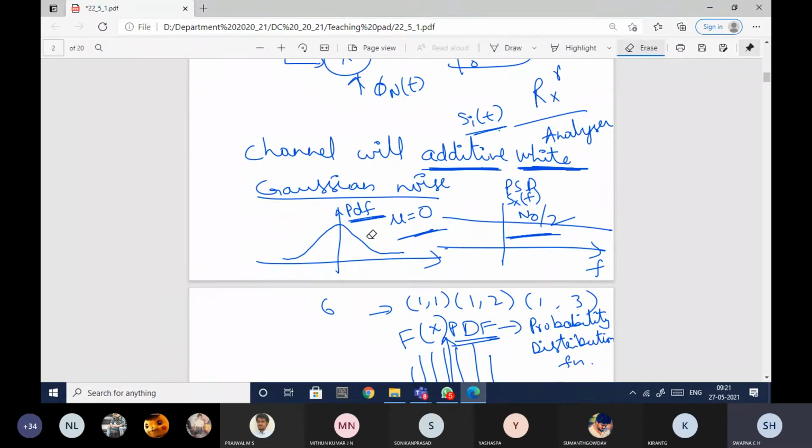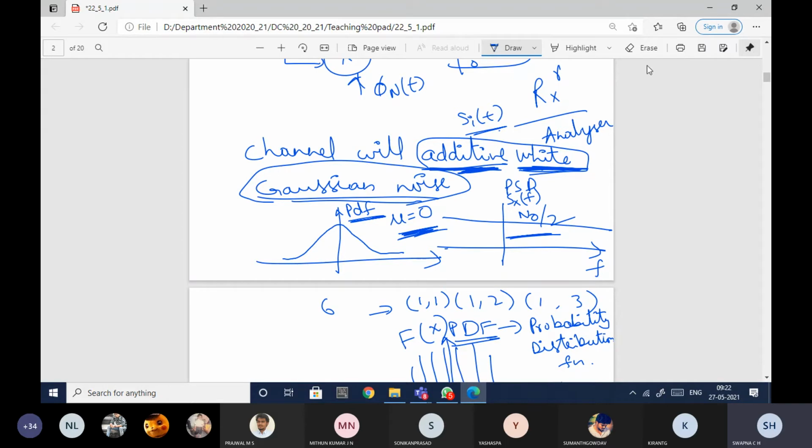This is said to be the normal distribution function with mean equal to 0. That is the reason this is said to be additive white Gaussian noise. I'm just explaining what additive white Gaussian noise is. Additive means it is getting added to the signal Si of t continuously. White because its power spectral density is N0 by 2, and Gaussian noise because it takes the normal distribution with mean equal to 0.